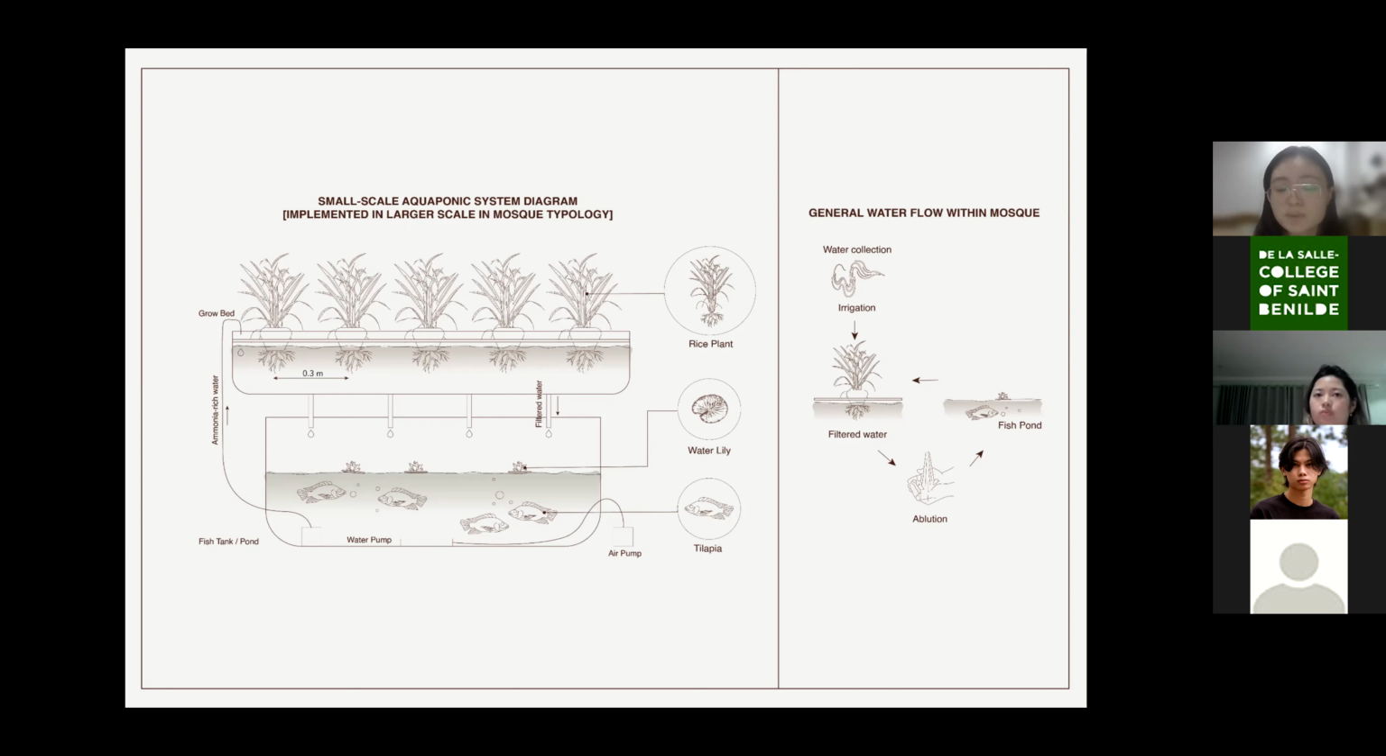So we will be implementing these three components: the rice plant, water lilies, and tilapia throughout the structure. And another thing is the general water flow within the mosque is to have water collection and then have it irrigate the rice plant or other plants, and then the filtered water would be sent to the ablution area, which is for washing, and will lead to the fish pond and back.